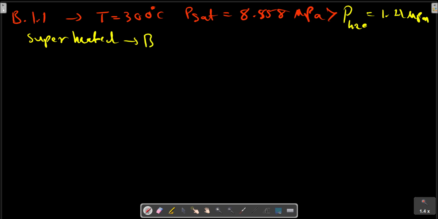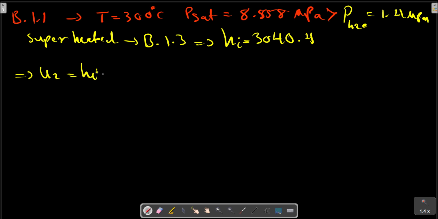and from table B13 the h equals to h_i. So u_2 equals h_i.